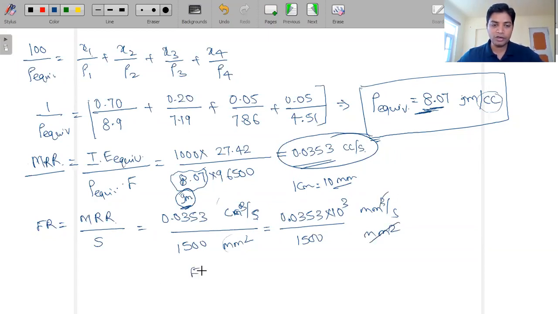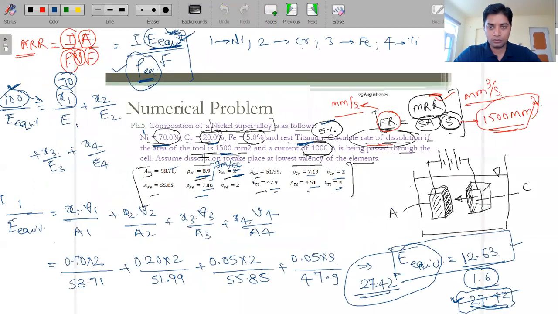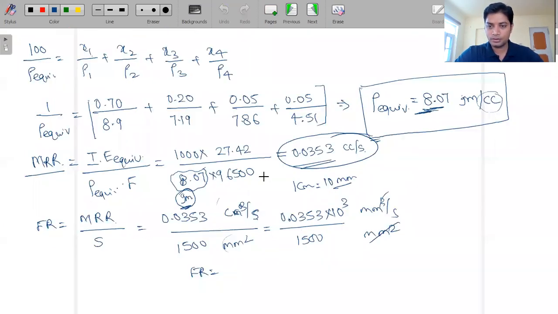So can you tell me guys the value of this FR from here? 0.0235. 0.0253. 0.0233. 0.0235 is coming. Okay, okay. 0.0233 we can, or 0.0234 we can consider. So that will be in mm per second.